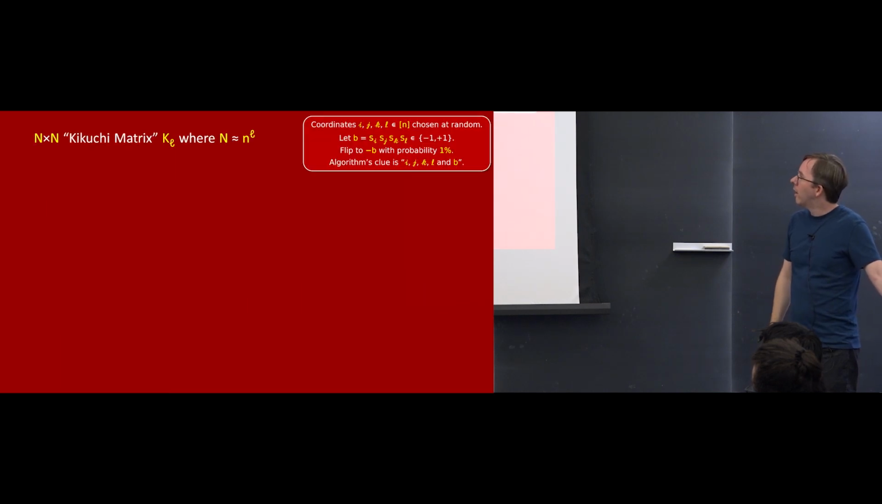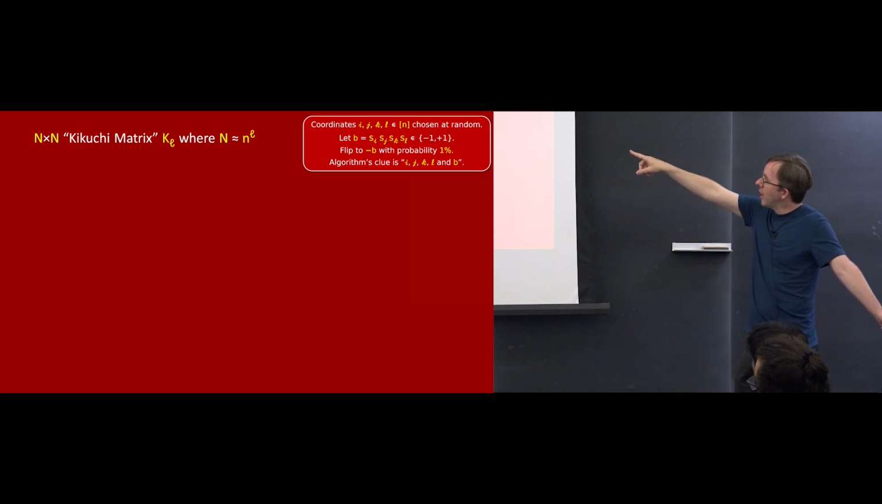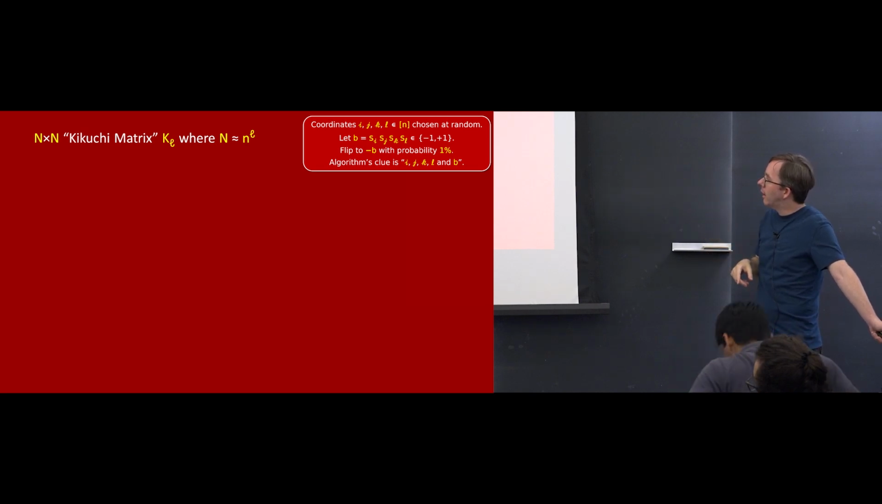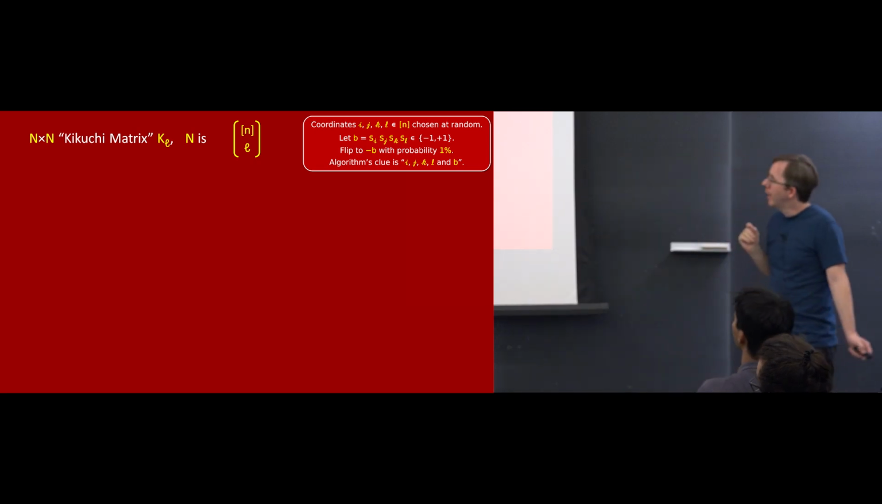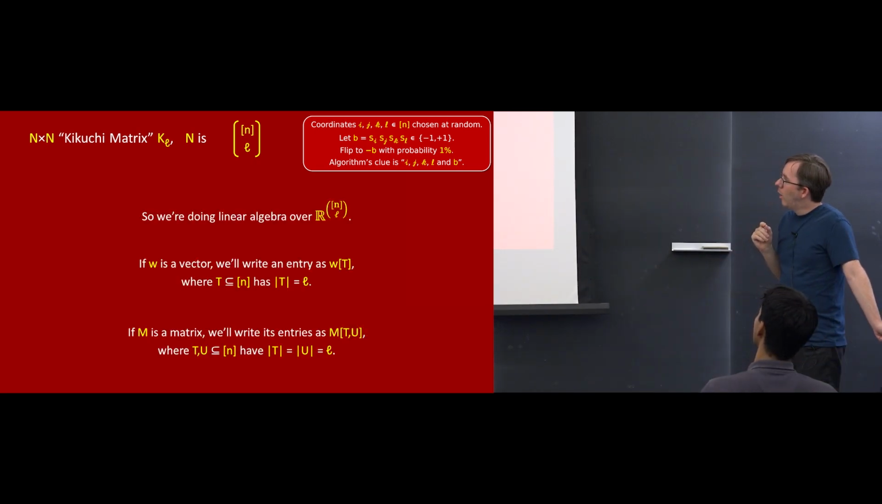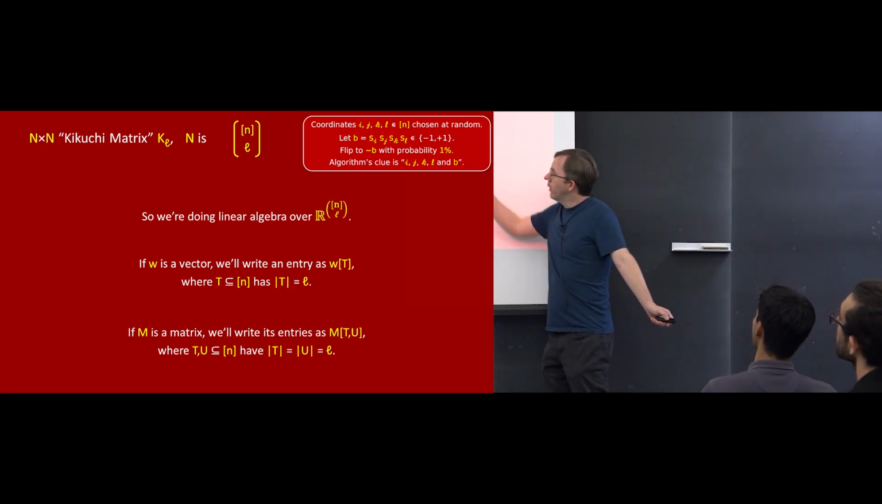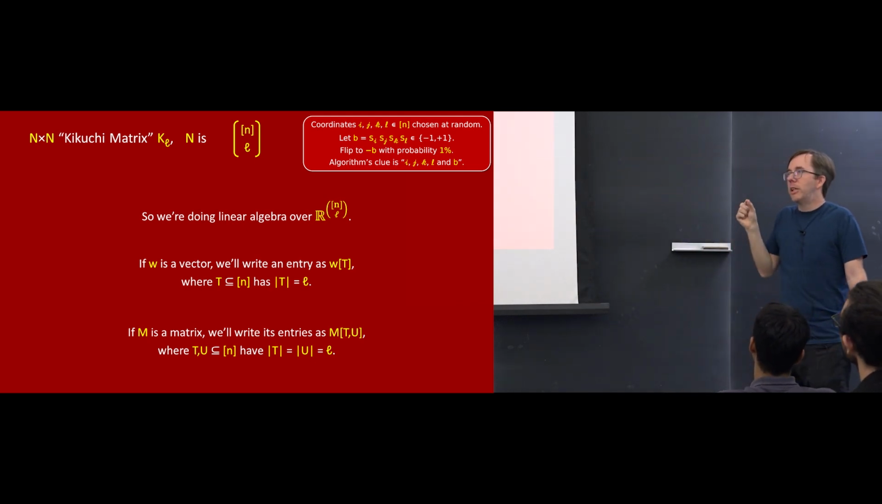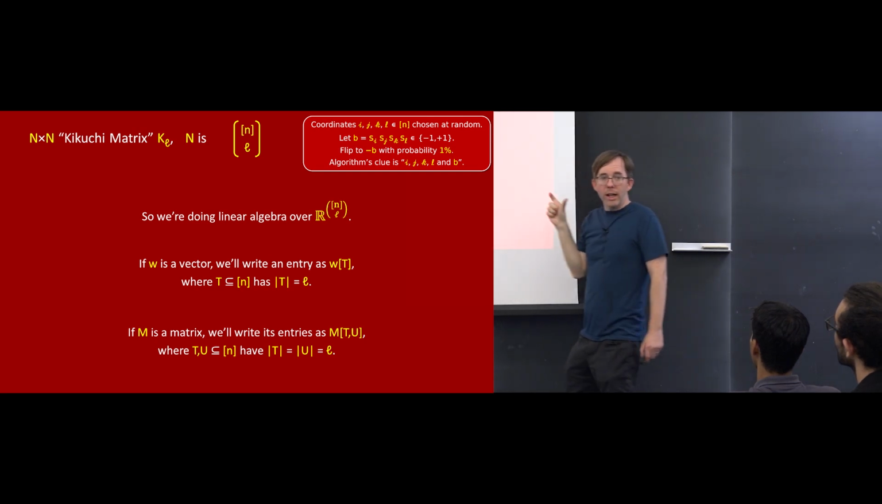Okay, but let's not dwell on that too much. Now I want to tell you what this Kikuchi matrix is, and there's a lot of steps to building up the definition, so let me go through it. So first of all, I said the dimension capital N is going to be something like n to the little l. Actually, what it precisely is is n choose L. And what this means is we're going to be doing linear algebra over n choose L many dimensions. And you think of the coordinates or the dimensions as being indexed by subsets of 1 through n of cardinality L.